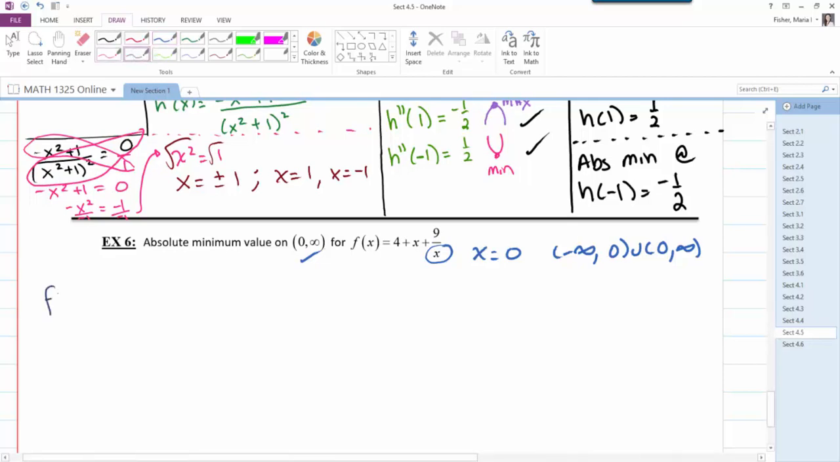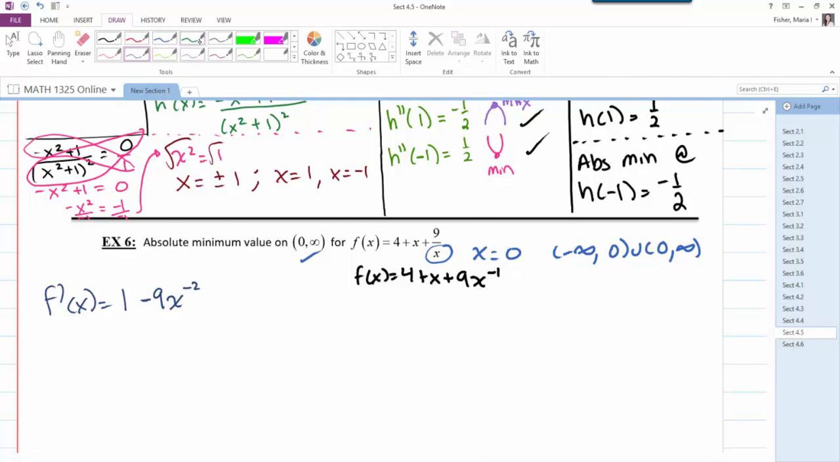So if I find the first derivative, f prime of x is going to equal, well, the derivative of 4 is 0. The derivative of x is 1. And then 9 over x, recall that that's the same as 9x to the negative first. So if I'm finding the derivative there, that would be minus 9x to the negative second. So let's find the second derivative. So my second derivative, f double prime of x, would equal, well, the derivative of 1 is 0. I don't need to write that. Negative 9 times a negative 2 is a positive 18, x raised to 1 less to the negative third.